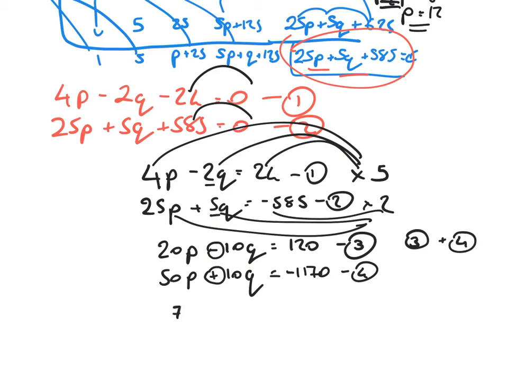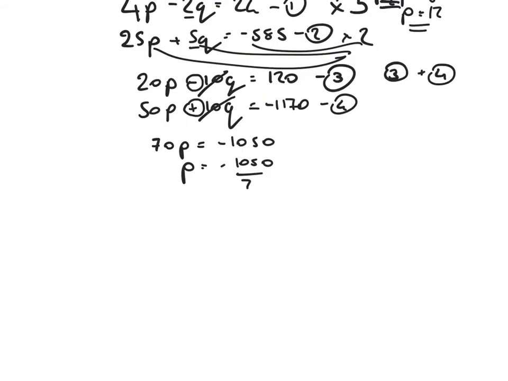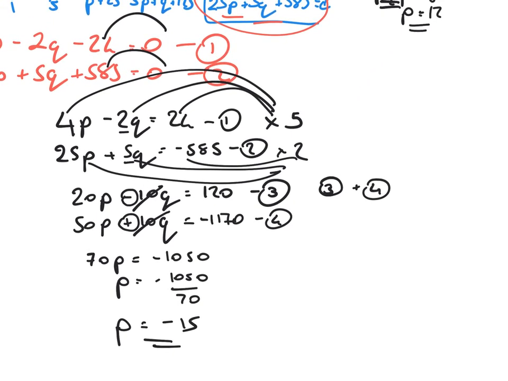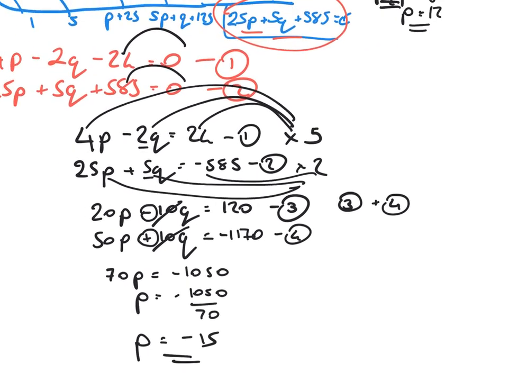20p plus 50p is 70p. Minus 10q plus 10q will cancel out. And then 120 plus minus 1170, take your time, that will give you minus 1050. It's then p equals minus 1050 divided by 70, which is equal to minus 15.